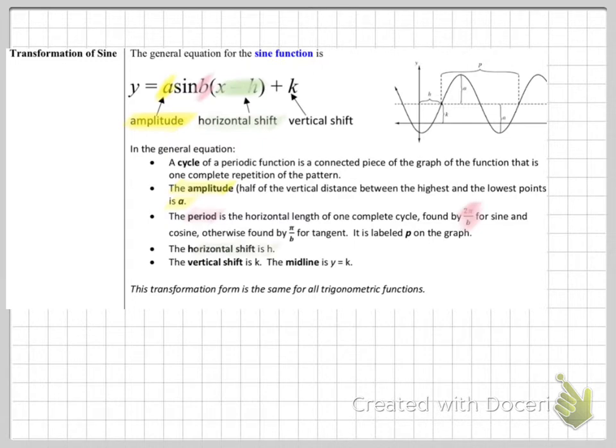Oh, I wanted to make that one green. Sorry, it doesn't matter. If you're not highlighting with me, it doesn't matter. But I want K to be green because that's what color I made the midline. K is the midline, and H is your horizontal shift. So it's a lot easier if we talk about this in context. So let's go to our first example.